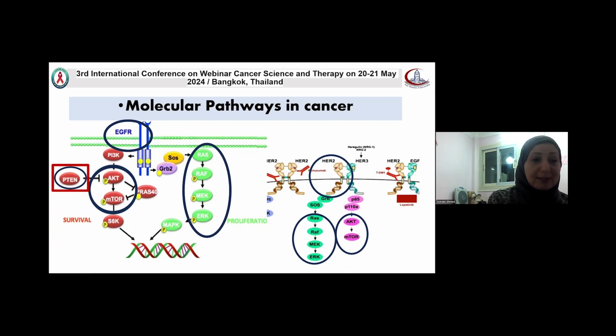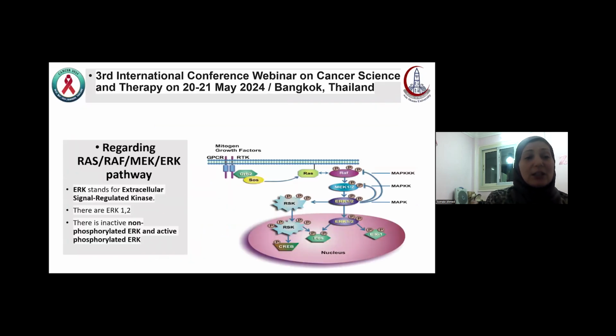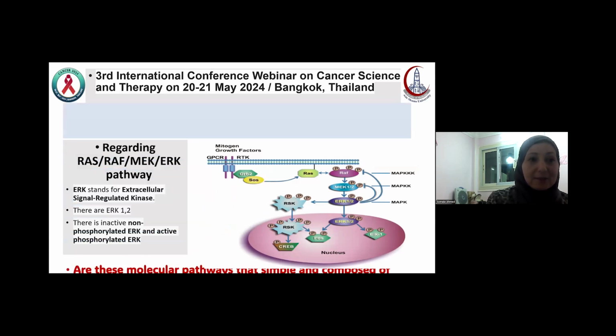So loss of PTEN can stimulate cell proliferation. The end result is that if we activate EGFR, HER2-neu, or any of the molecular markers, RAS/RAF/MAP, ERK, or AKT-mTOR, or if there is loss of PTEN, it will induce cell proliferation. Just a few notes about each of these molecular pathways, starting with ERK.